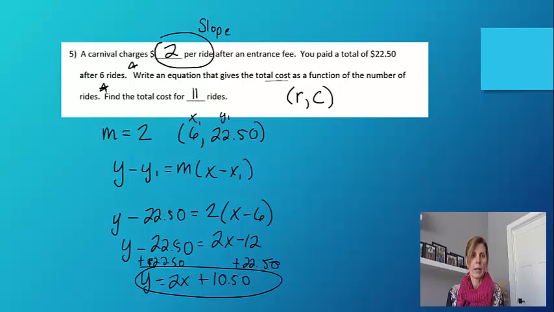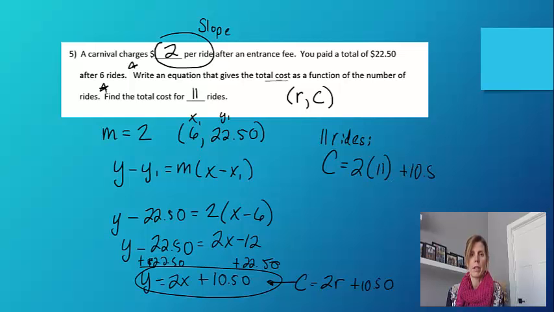All right, and then the question was, so that was the first part. The question said find the total cost for 11 rides. So if I went on 11 rides, we know that's the R value. And actually, you know what I really should have done instead of y equals 2x plus 10.50? I think I'm going to write the cost is equal to 2 times the number of rides plus 10.50, just to be correct. So we're going to have C is equal to 2 times 11, because that was the number of rides, plus 10.50.